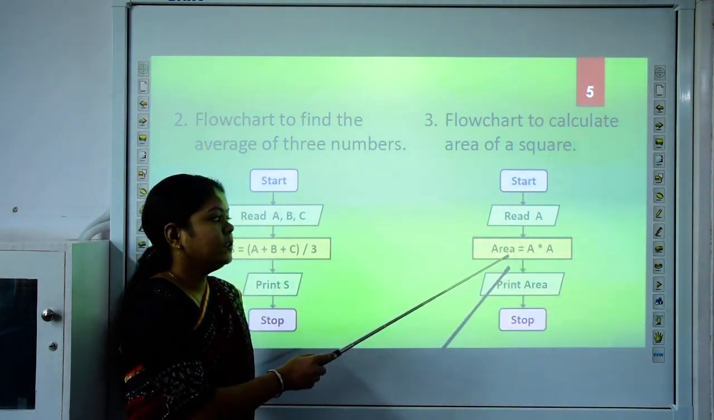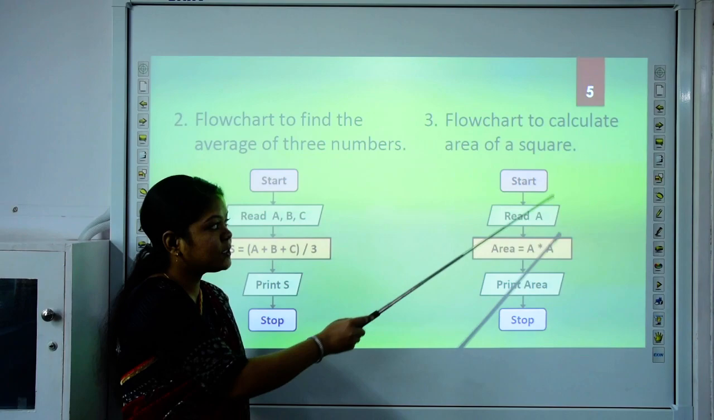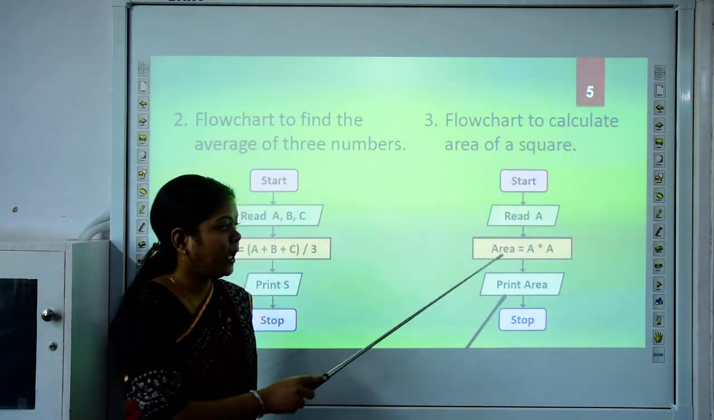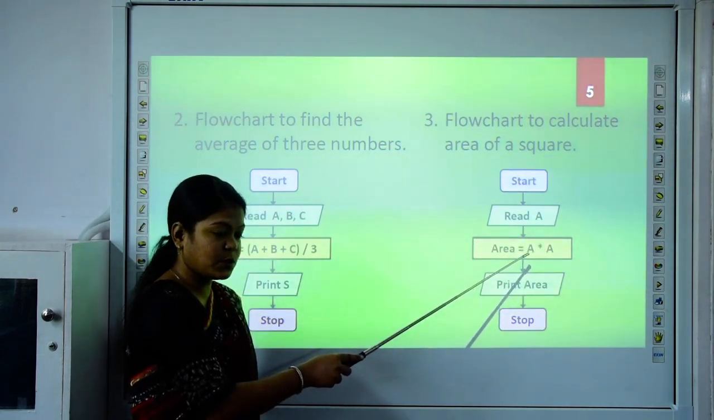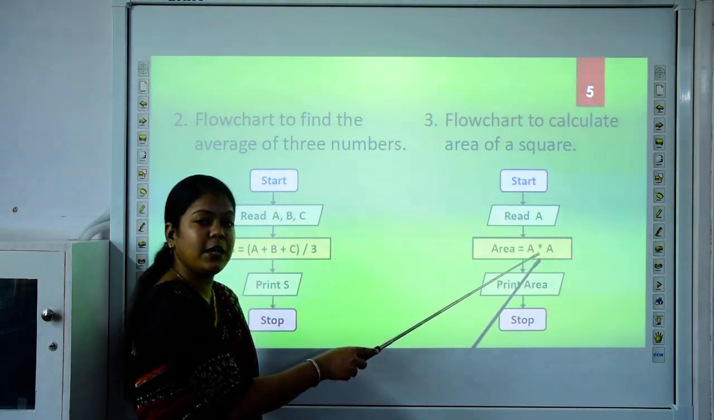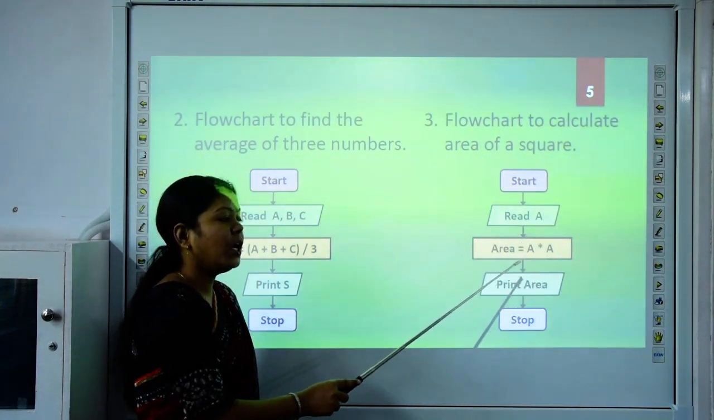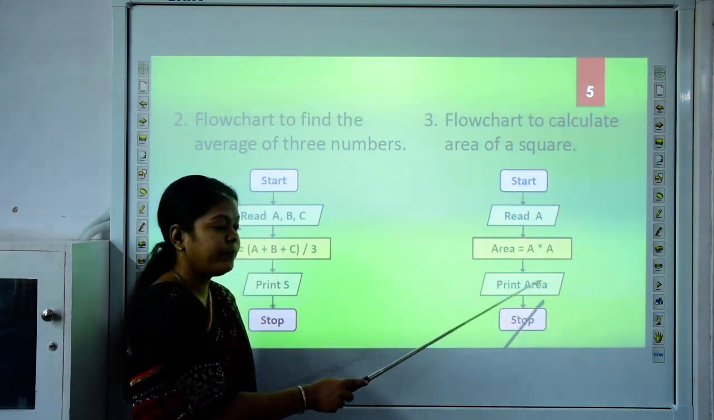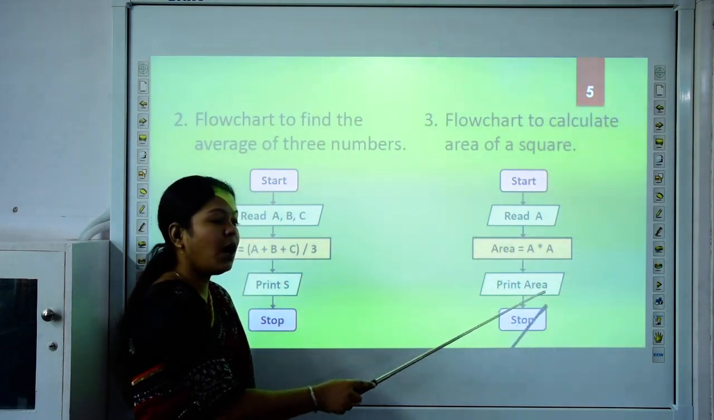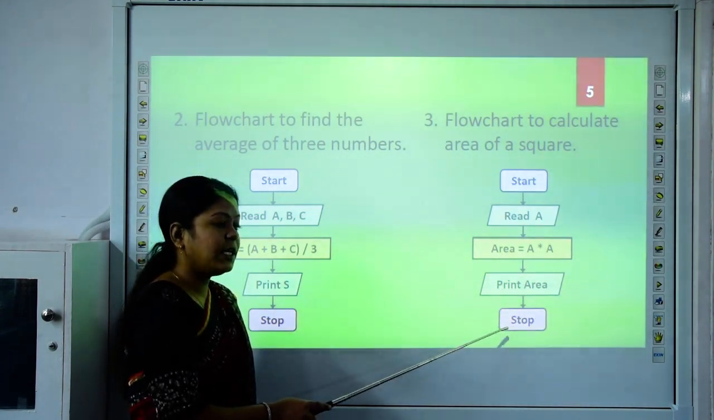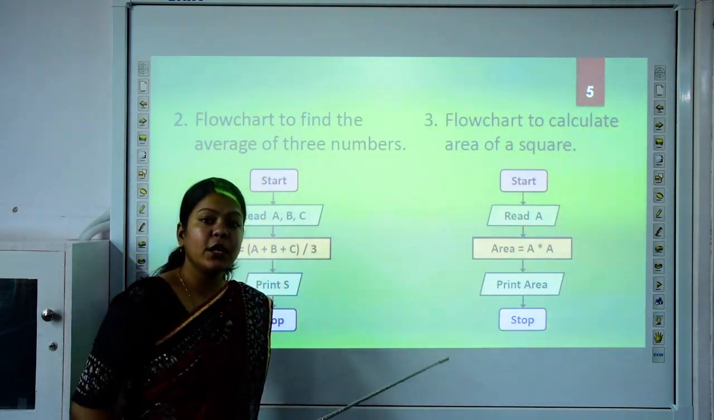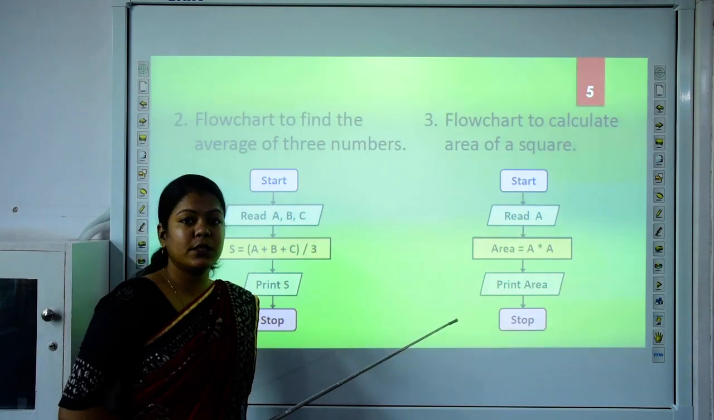Next we have to calculate the area of the square. So, the formula to calculate the area of a square is A into A, which is side of square. So, we have to write area equal to A multiplied by A. This is the sign of multiplication, and this formula we have to write in the process box. Next, to print the output of area, we have to write print area in the output box. This is your output box, and in last, to end the flowchart, we have to draw the stop box. Okay. So, this is the way to calculate the area of a square using the flowchart.